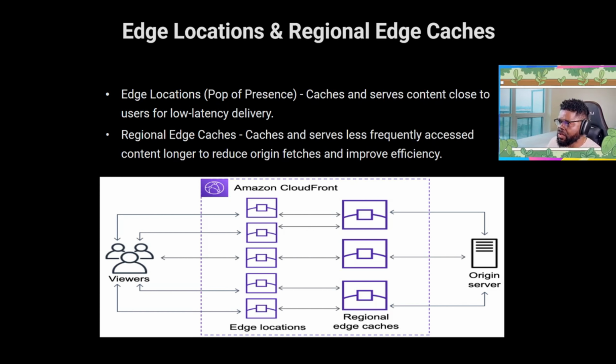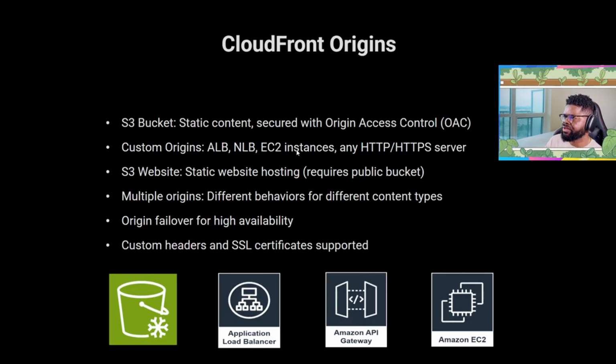So it caches data and serves less frequently accessed content longer, to reduce origin fetches and improve efficiency. That's basically what the regional cache does. Over time it promotes data that is not frequently accessed and moves it there, right? Most of the time people just use applications, but these things happen behind the scenes that we don't really get to see. Okay.